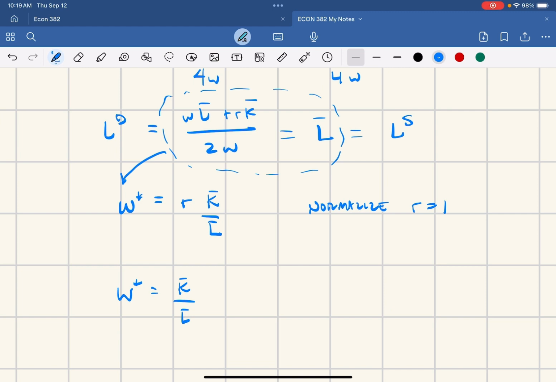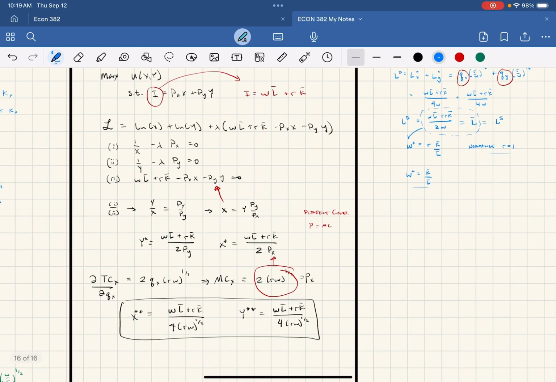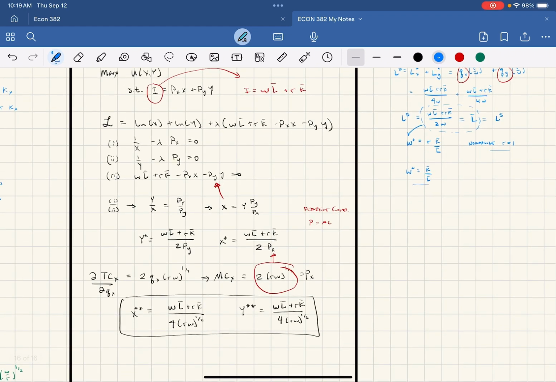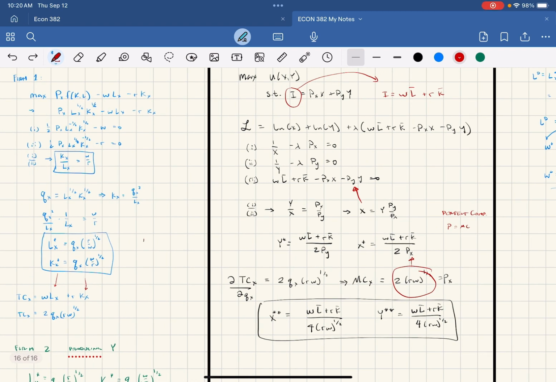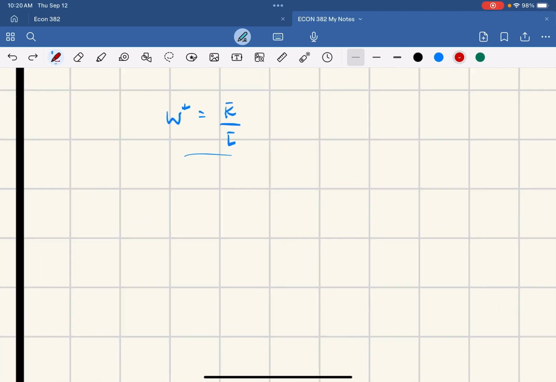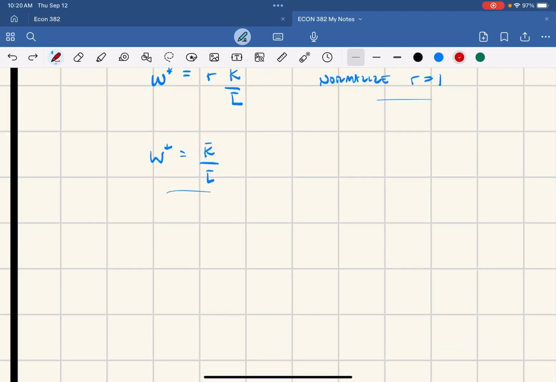So now that we've solved for wage and we've normalized R, almost all of our other equations are a function of wages, rent, and then the initial endowment, which is given. So now that we've solved for that, we can use this to solve for the optimal quantities. We can use those to solve for the optimal amount of labor and capital. And so that's the key step, to know what wages and rent is to be able to solve. We can also solve for prices because we know that marginal cost of X is equal to the price of X.